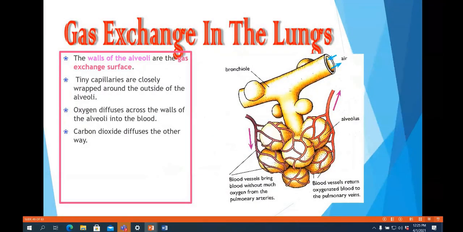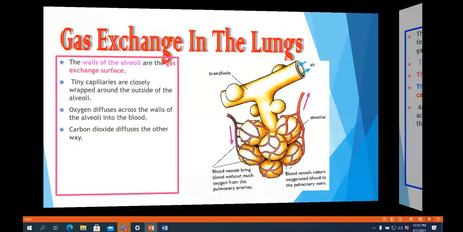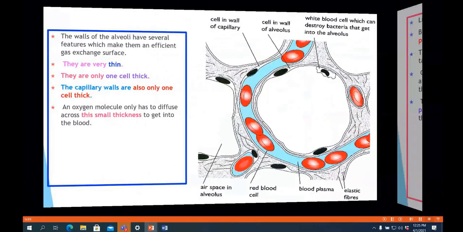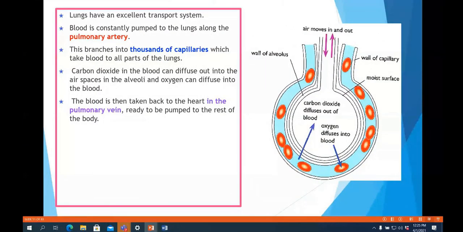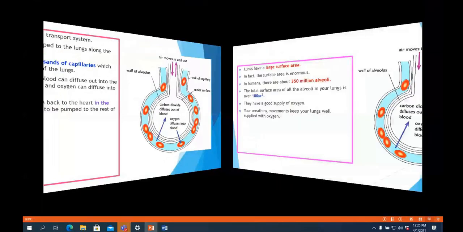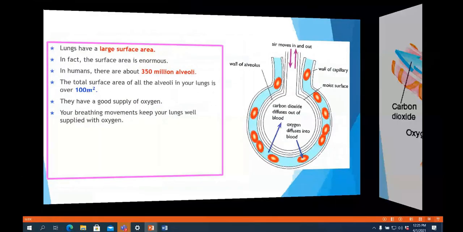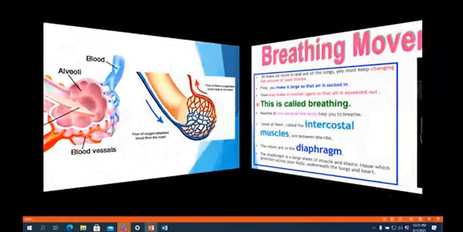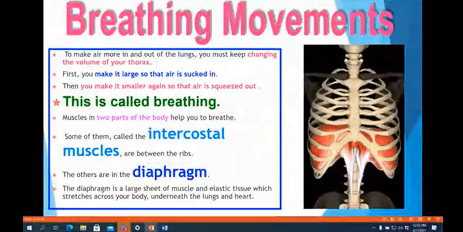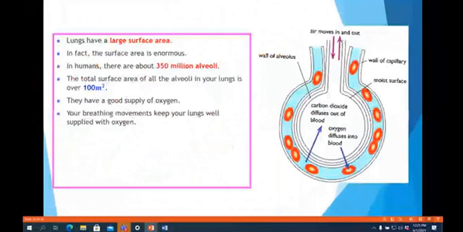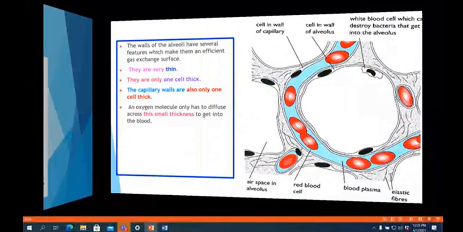We discussed all this last time, isn't it, Sarah? Yes, miss, we did. We stopped here. According to me, we stopped here, and we are about to start the breathing movements. Right? Great. Let me go through it again quickly.